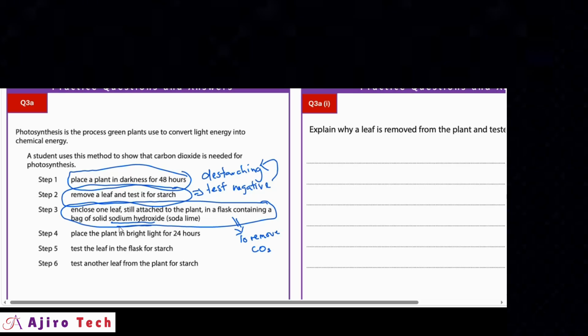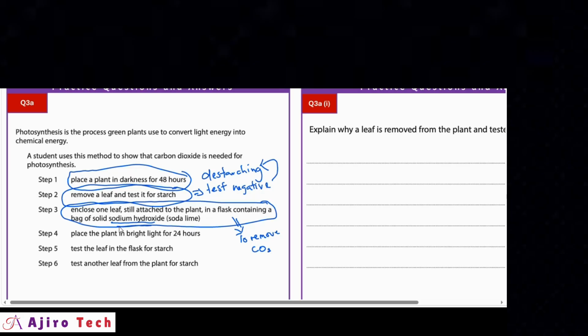And the reason why we are adding sodium hydroxide, despite the fact that the leaf is kept in the flask, is that the flask is not a vacuum. There is air in that flask. And remember, air is a mixture of gases. So since air is a mixture of gases, carbon dioxide is also present. So the carbon dioxide that is present in the flask will have to be absorbed by the sodium hydroxide.